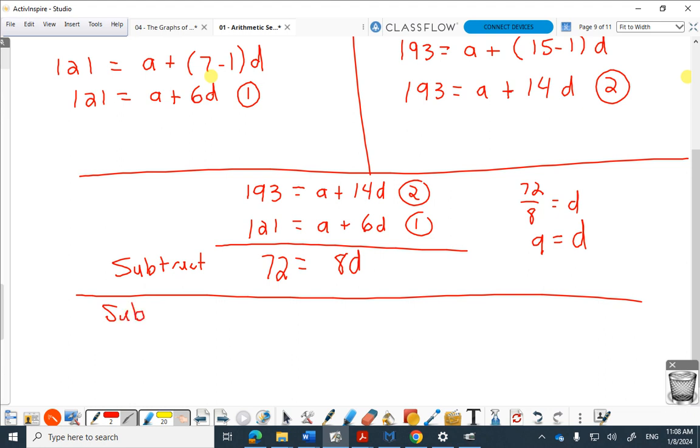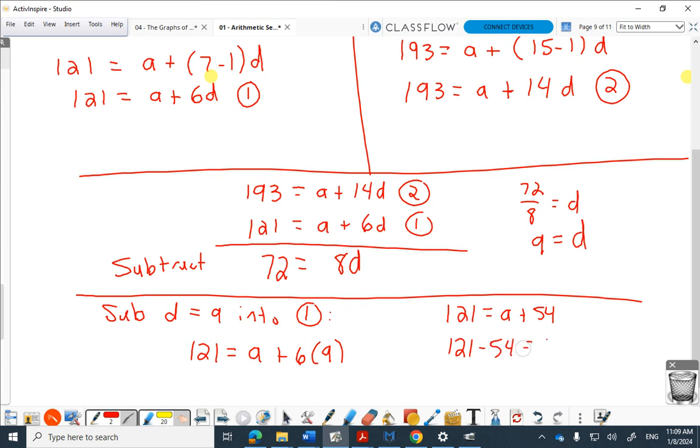Let me do the fancy math language form. Sub d equals 9 into 1. Mathematicians use this all the time. 1 with a little circle on it, we mean equation 1. And so I get 121 equals a plus 6 times the 9. Then you just minus it. And that's the thing. 121 minus 54. 67? Is it 67?